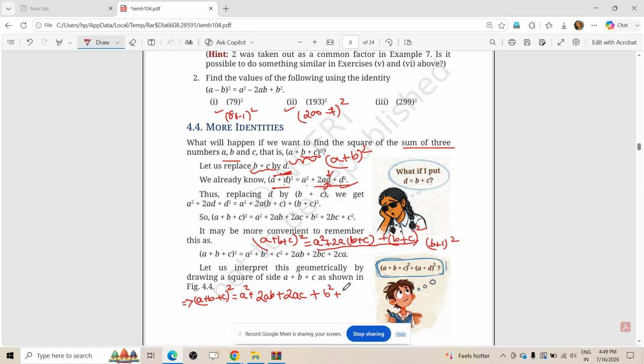B square plus 2 into bc plus c square, right? So this is the formula of a plus b plus c whole square. After rearranging this, we will get a square plus b square, here we have b square, and here we have c square, and the rest terms plus 2ab plus 2bc plus 2ac. This is the formula of a plus b plus c whole square. Okay?